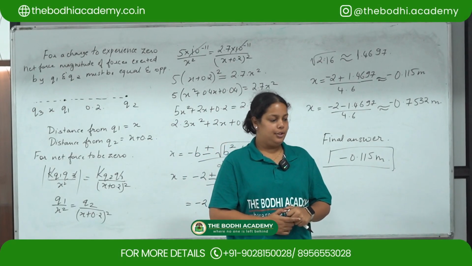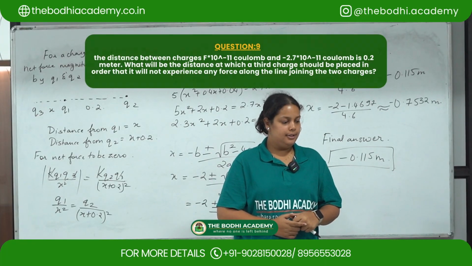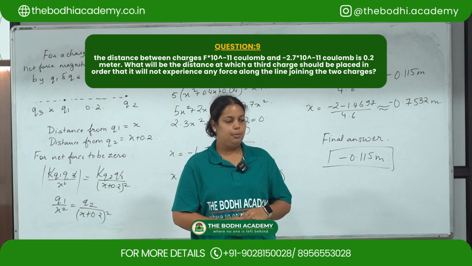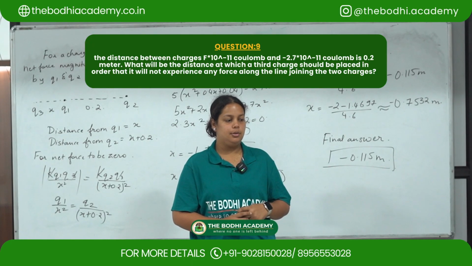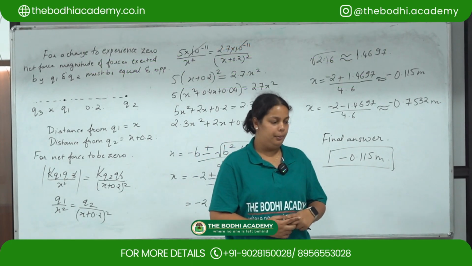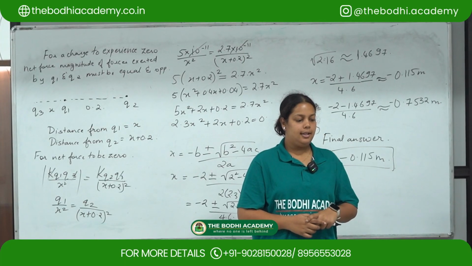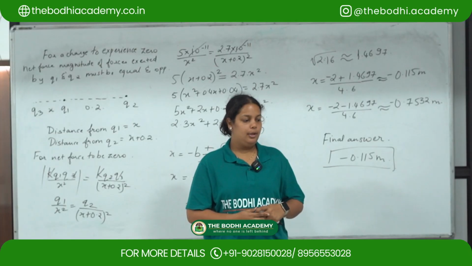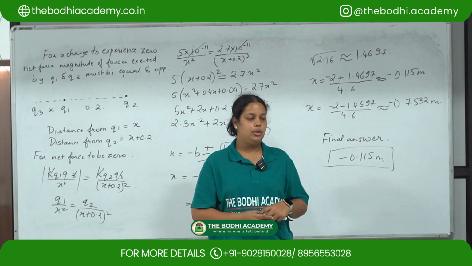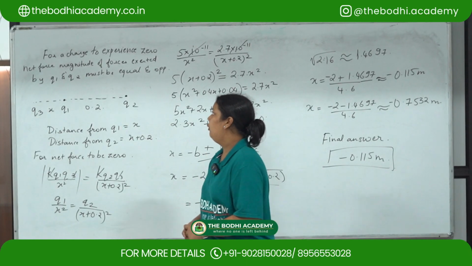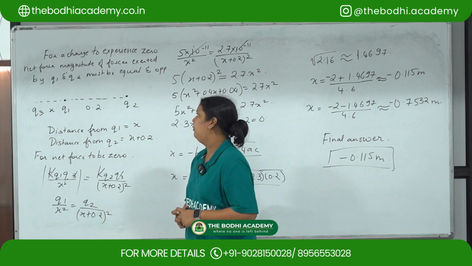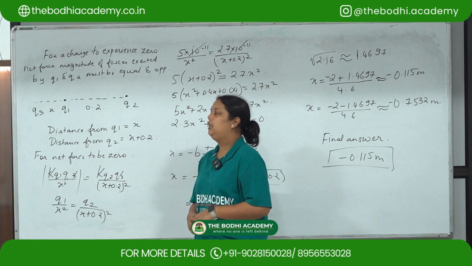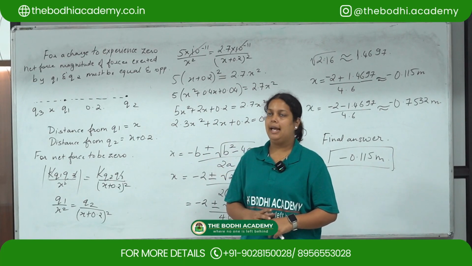So coming to the ninth question, the distance between charges 5 into 10 raised to minus 11 Coulomb and minus 2.7 into 10 raised to minus 11 Coulomb is 0.2 meter. What will be the distance at which a third charge should be placed so that it will not experience any force along the line joining the two charges? So for a charge to experience zero net force, the magnitude of force exerted by Q1 and Q2 must be equal and opposite so that it cancels out.